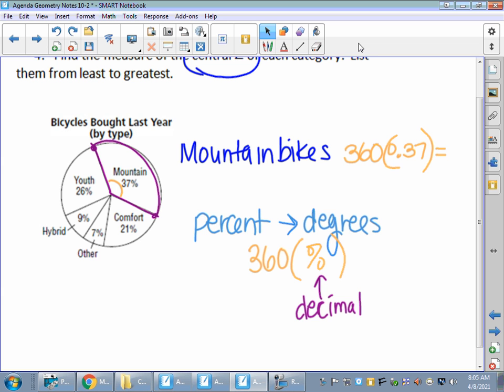When you add up all of those things, when you figure out the number of degrees for comfort, for others, for hybrid, for youth, they should all add up to 360. If they don't add up to 360, it's because of rounding. So you know it's going to be like 359.97 because of rounding, something like that. But it should be really close to 360. All right, there's a lot of different things. Central angles and arcs are the big things. Watch out for those.